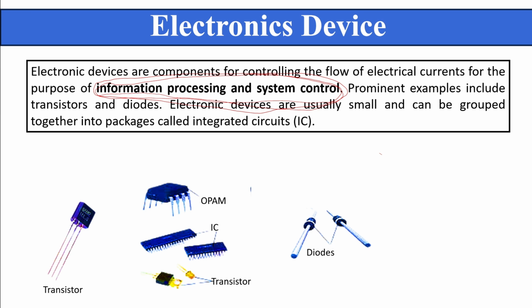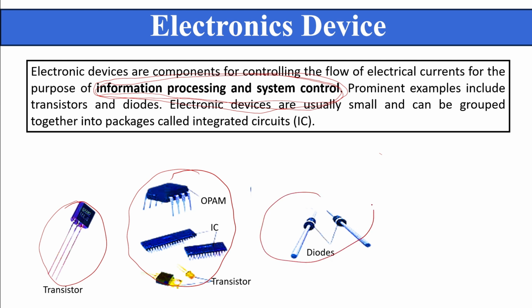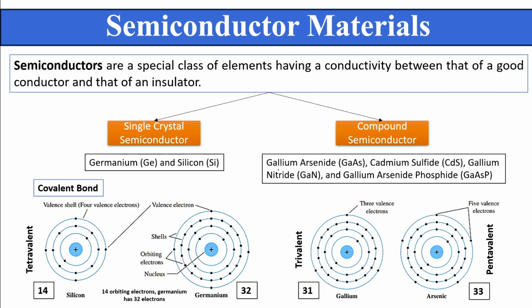And there are two kinds of charge carriers in all electronic devices: one is electron, another is hole. So you can see this is your transistor, this is integrated circuits, and this is your diodes. These are some electronic devices available in the market. So the first question that arises: what is semiconductor material? Semiconductor is the most widely used material, and because of this material, electronics has gained so much popularity in information processing and controlling devices.